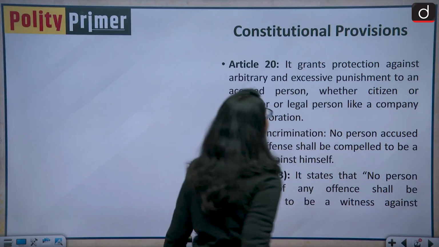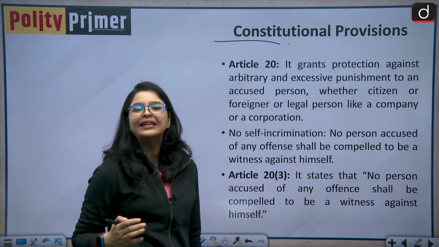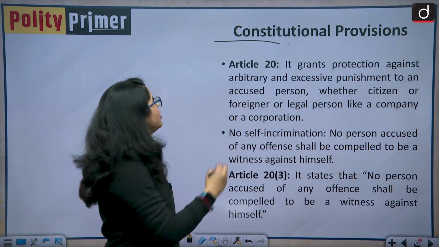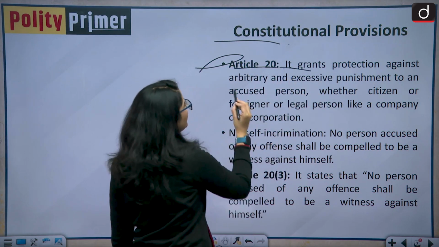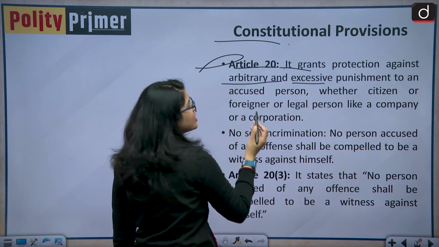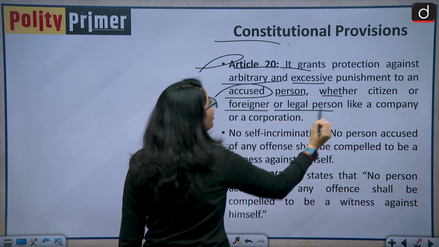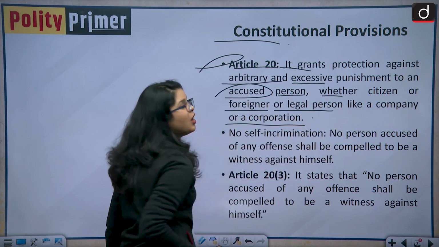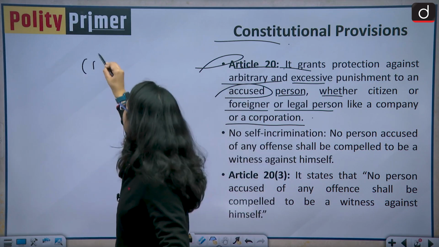Moving forward, let us analyze the constitutional provisions which guarantee right to silence in India. So, Article 20 is a very important right. It grants protection against arbitrary and excessive punishment to an accused person, whether citizen or foreigner or legal person like a company or a corporation. So, Article 20 gives three protections.